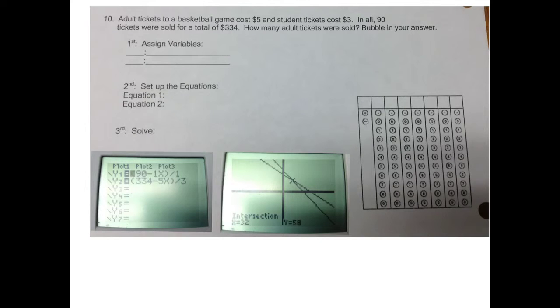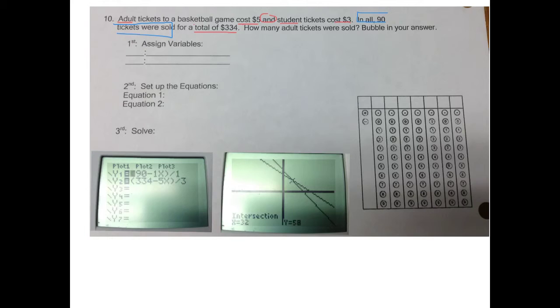Alright, so we have another problem with adult and student or children tickets, and this time they're asking us to write and solve it. You can see I did some calculator screenshots for you to be able to see what I did in my calculator, but let's go ahead and set it up first. It says adult tickets cost $5 each, and student tickets cost $3 each, and you spent a total of $334. You also have another statement that says in all 90 tickets were sold.